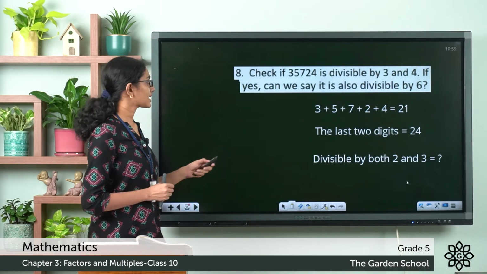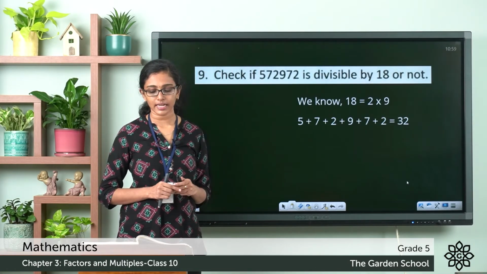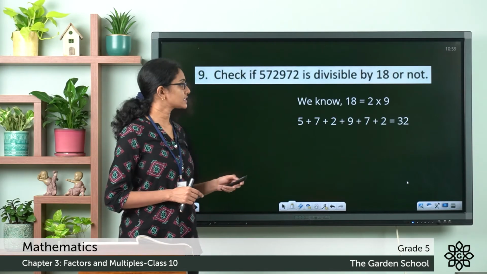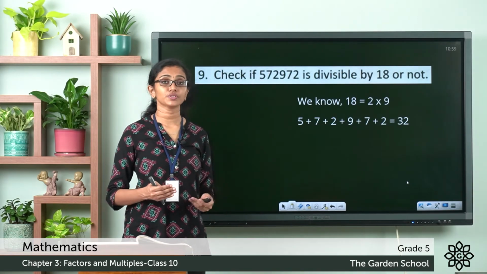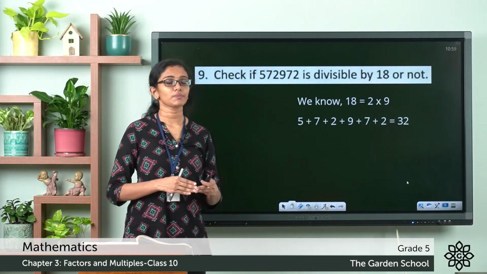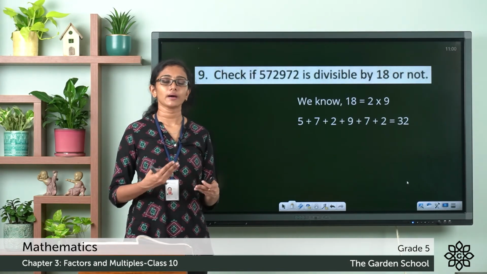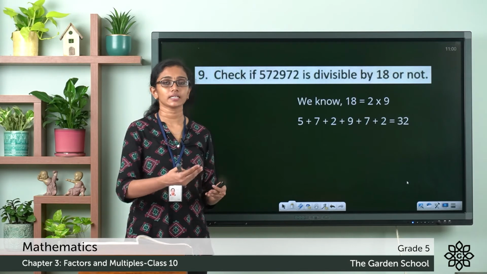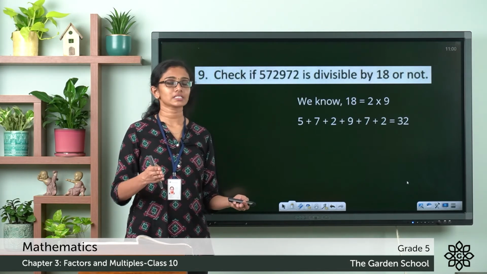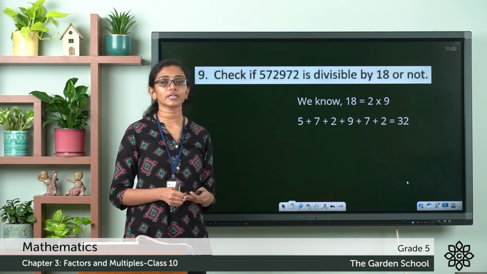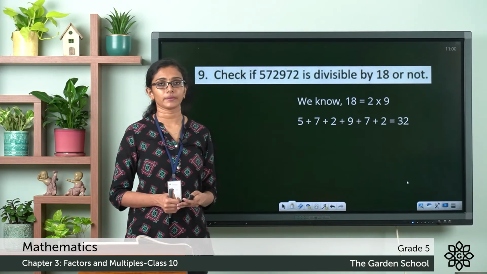Now let's see the 9th question. It says, check if 5,72,972 is divisible by 18 or not. So how do you check if a given number is divisible by 18? See, we have learned that if a first number is divisible by a second number, then the first number will also be divisible by the factors of the second number.